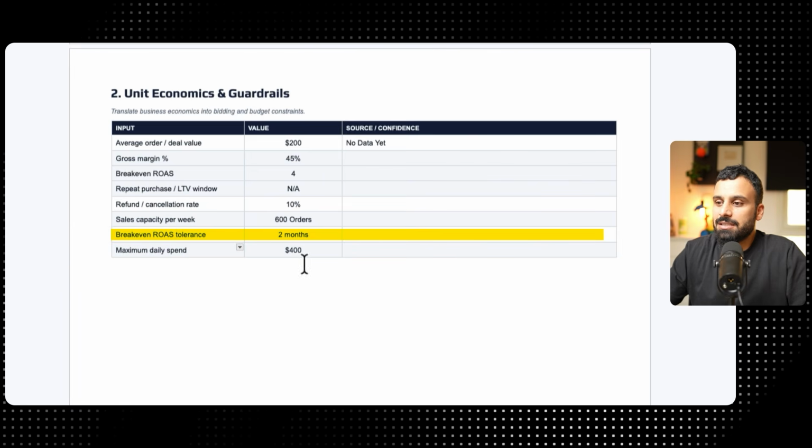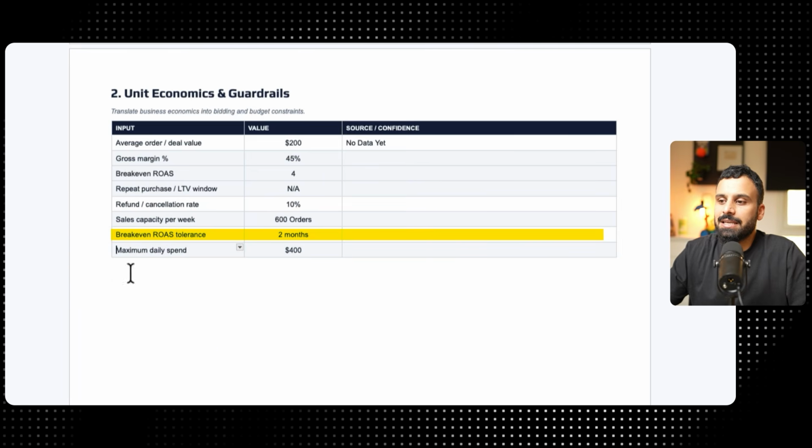Break-even ROAS tolerance is basically what they're saying: okay, we understand we are a new brand. We cannot go with 5 ROAS from day one. Sometimes you need to explain to them that we need to have a buffer. We cannot guarantee 5 ROAS from day one. So how much time do we have before you tell us now we need to be above break even? They said 2 months. For 2 months, we spend $7,000 per month, which is $14,000.